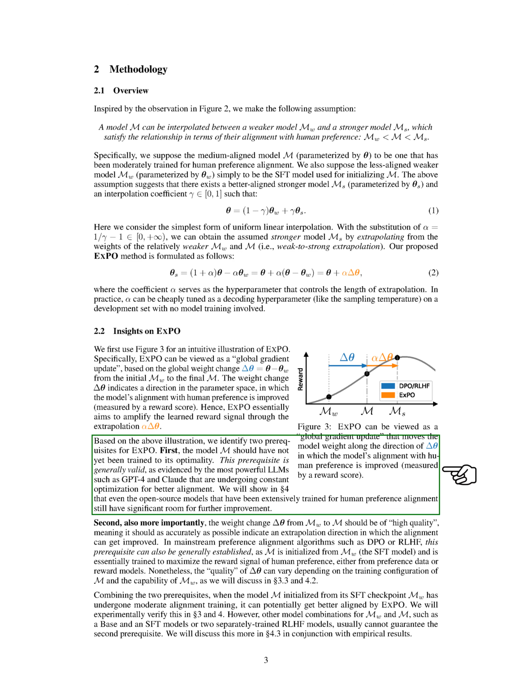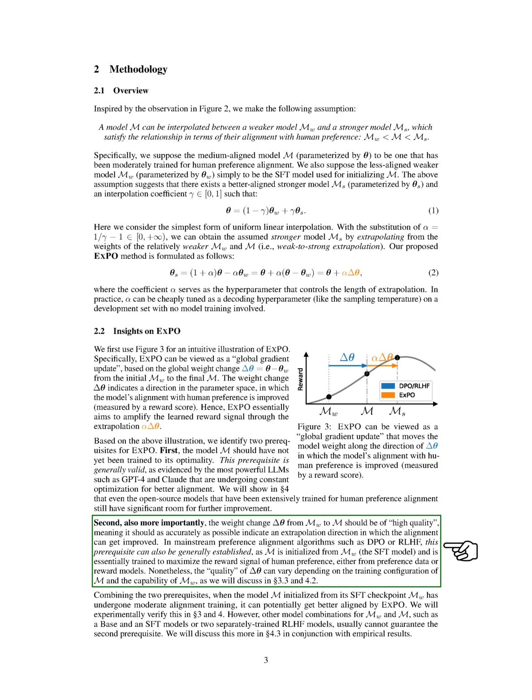From the illustration, we identify two prerequisites for EXPO. Firstly, the model M should not have reached its optimal training level yet. This condition is generally applicable, as even advanced models like GPT-4 are continuously optimized for better alignment. We will demonstrate later that even models extensively trained for human preference alignment still have room for improvement.